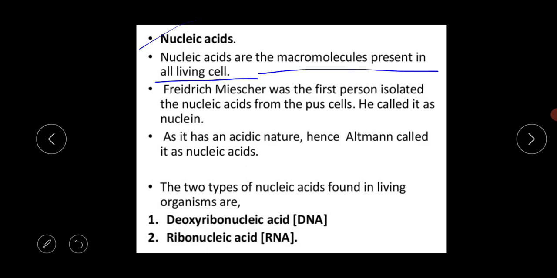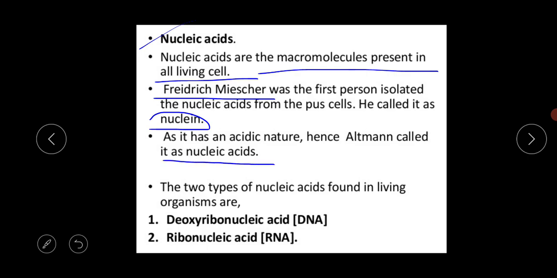You have studied these biomolecules in your class 11 standard. So this nucleic acid belongs to the macromolecules, which are present in all living cells. The scientist Friedrich Miescher was the first person who isolated the nucleic acid from pus cells. It was called nuclein. So the first term for the nucleic acid was nuclein. After that, the scientist Altmann discovered that the nucleic acid is acidic in nature, and he named the nuclein as the nucleic acid.